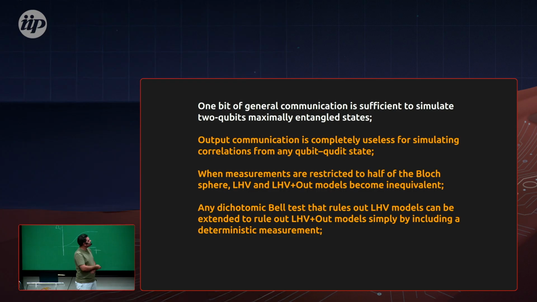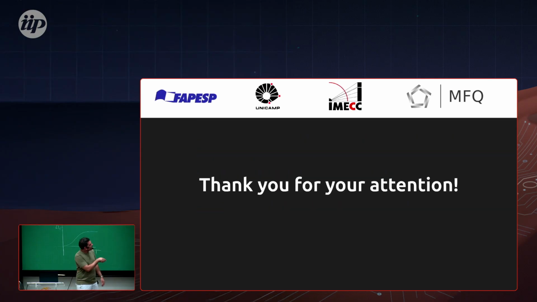And to finish, the first thing that you see here is that this is a similar result to Bacon and Toner: one bit of general communication is already enough to simulate any statistics of two-qubit maximally entangled states. And what you see in this work is that outcome communication is useless for simulating correlations for this type of states. However, if you restrict the type of measurements to be just half of the Bloch sphere, then you have a difference. And the final one is that any dichotomic Bell test that rules out the LHV model can also be extended to rule out the LHV plus out model by simply adding a deterministic measurement, which could be easily performed. Okay, so thank you.